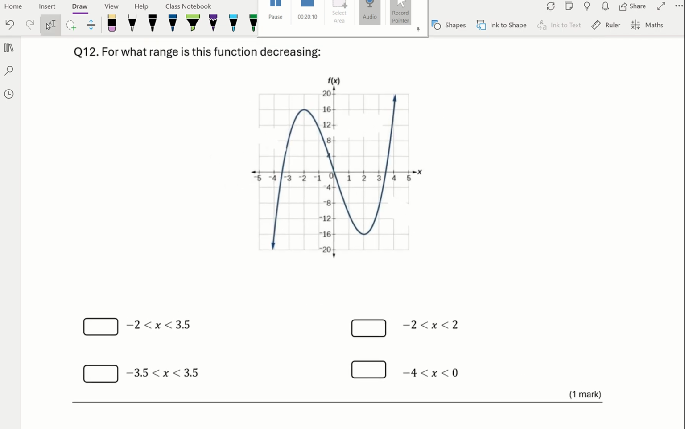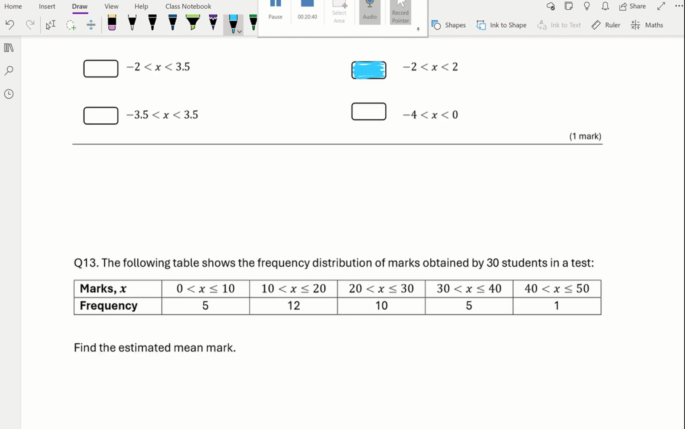For what range is this function decreasing? So decreasing, you see a graph that is sloping down. So from about here to there, the graph is sloping down. So this is from negative 2 to 2. So the graph is decreasing from negative 2 to 2.